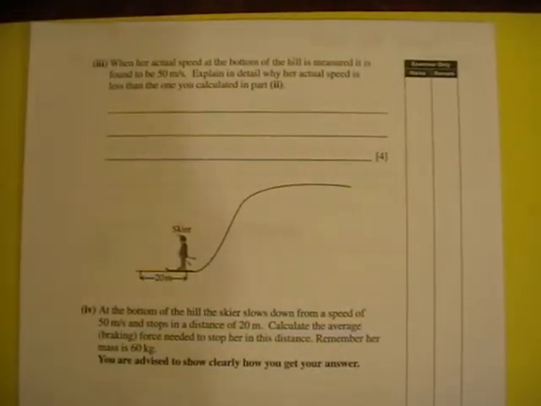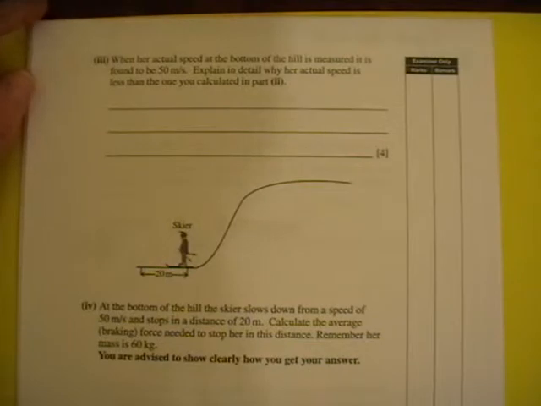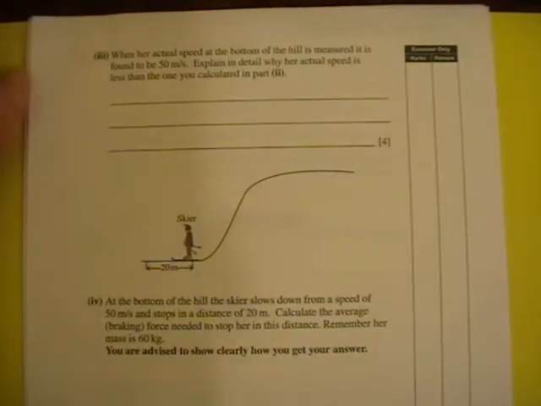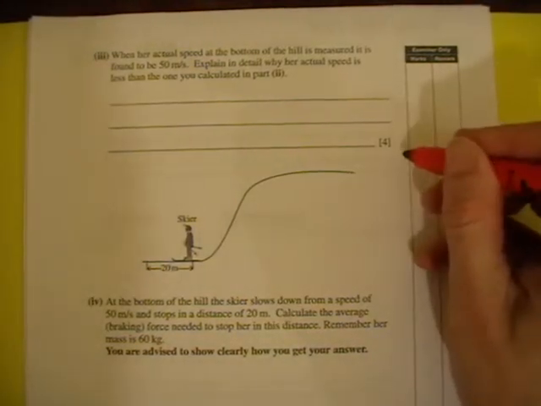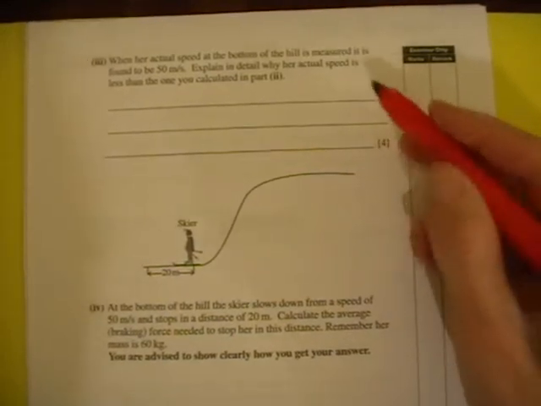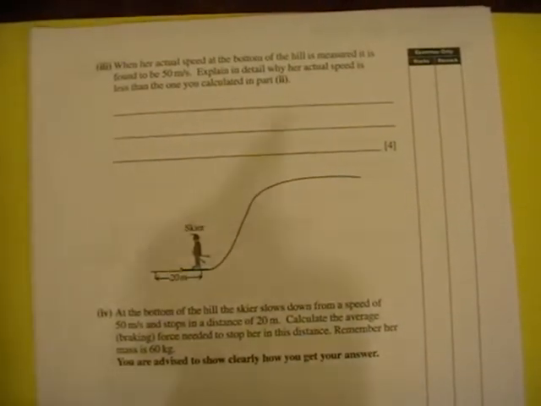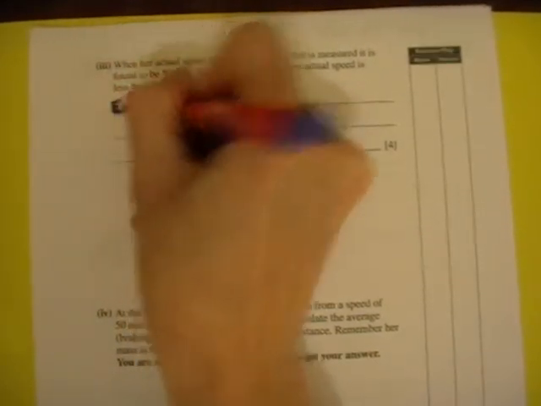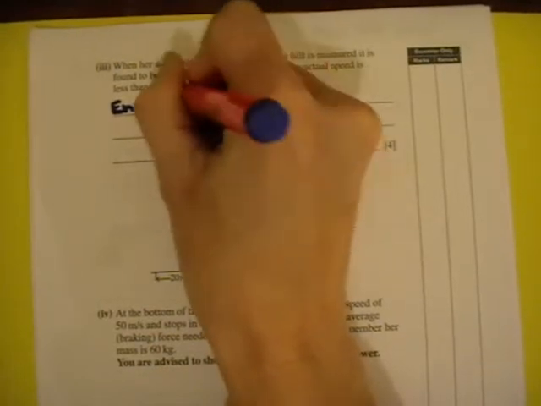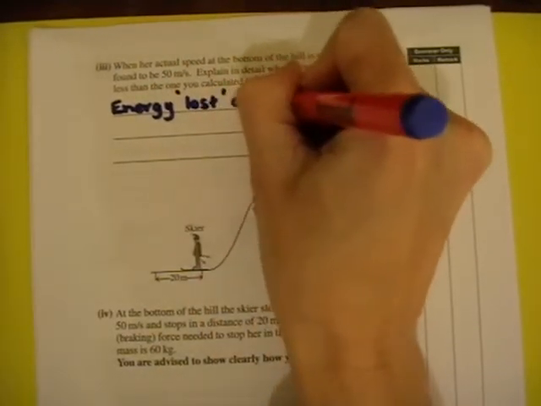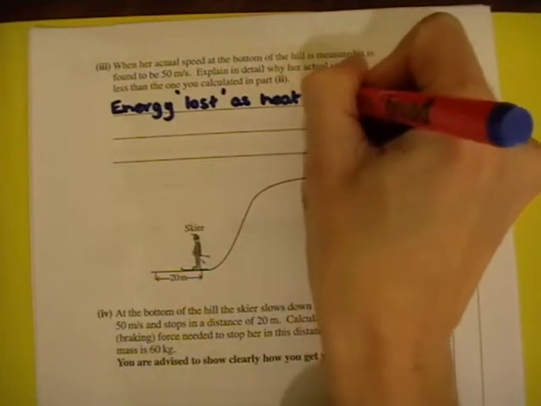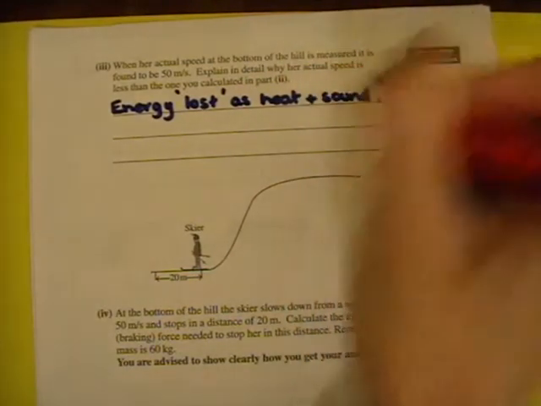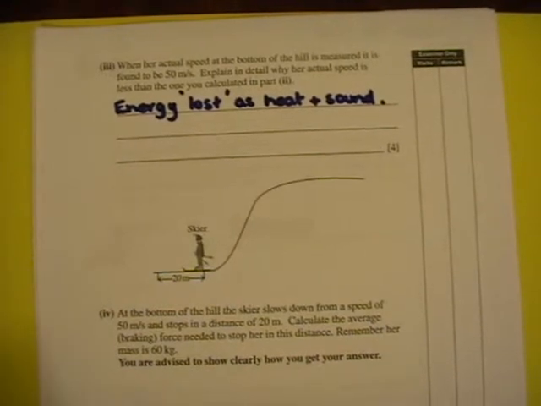When her actual speed at the bottom of the hill is measured, it is found to be only 50 metres per second, so it should be 70. Explain in detail why her actual speed is less than the one you've calculated in part 2. Now you can see there's 4 marks here, and only 3 lines to write 4 statements. So the best way to tackle that is to think about where the energy goes. So the energy is lost as heat and sound, so that's the energy change. You could say energy is changed to other forms, but I think you need to be a bit more specific.